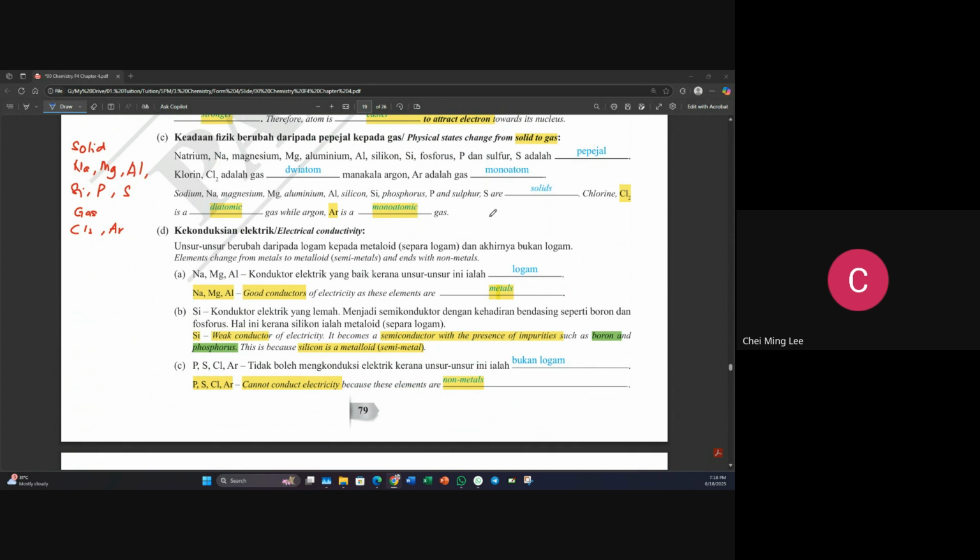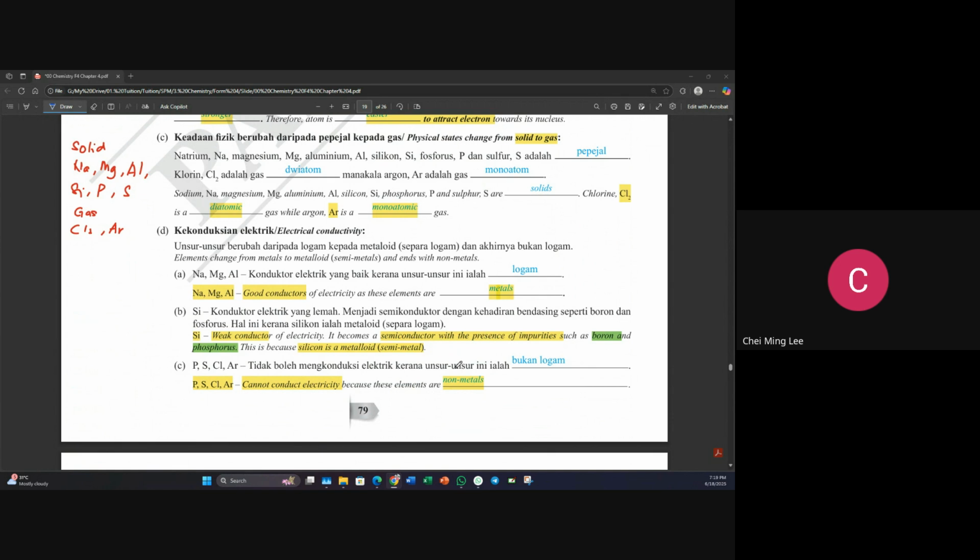Because they need to share electrons on both sides so that they can get an octet arrangement. In terms of electrical conductivity, sodium, magnesium, and aluminium are good conductors because they are metals. Silicon is a weak conductor. However, it becomes a semiconductor with the presence of impurities like boron and phosphorus, because silicon is a metalloid.